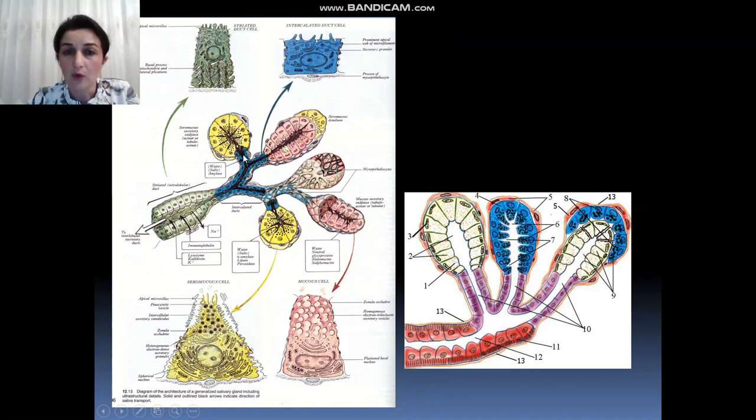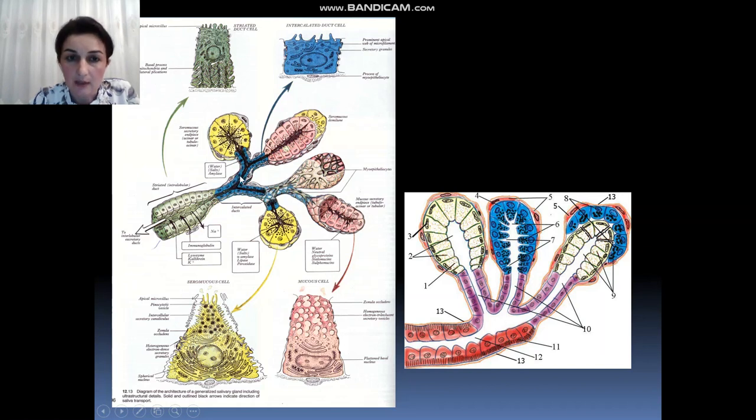The duct system of salivary glands is something compound, complex. It starts as intercalated ducts. These are intercalated ducts, and they continue into striated ducts. Intercalated ducts are surrounded by cuboidal shaped cells here. That is an illustration from your album, by the way, so that you will know when you work at your albums.